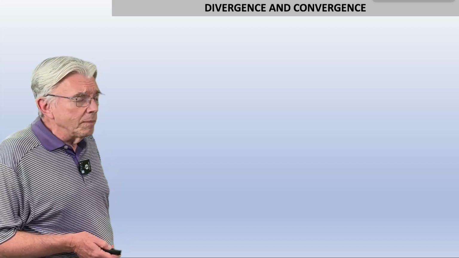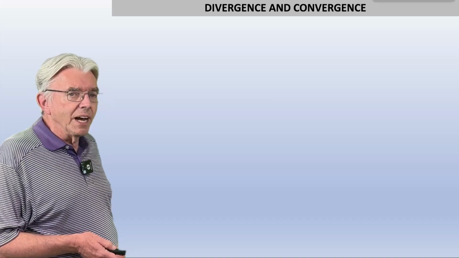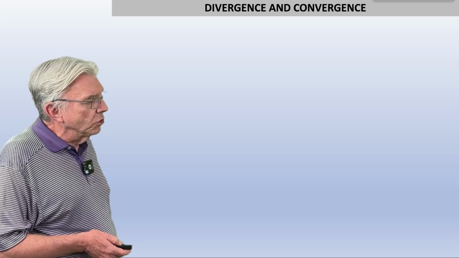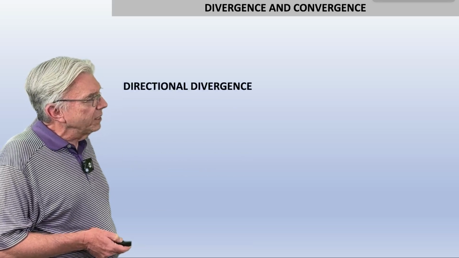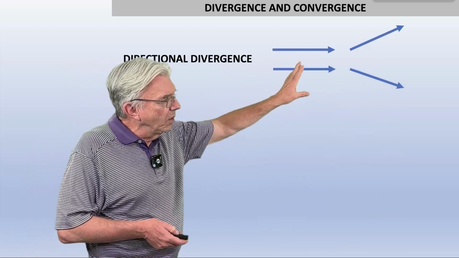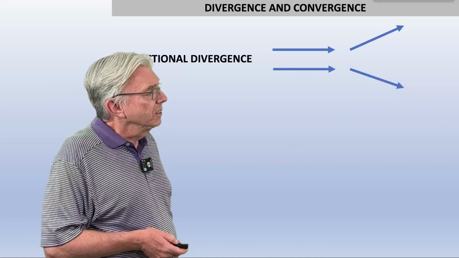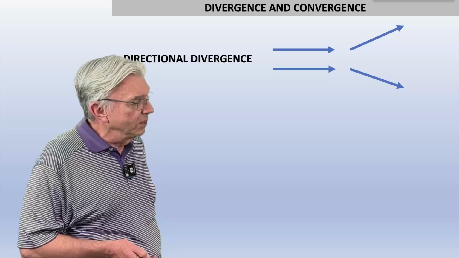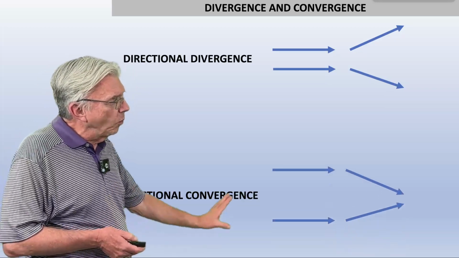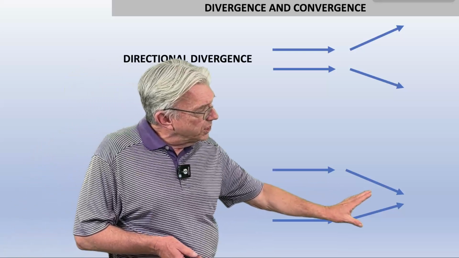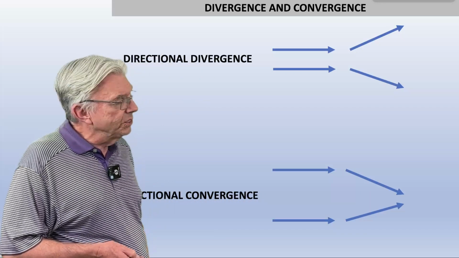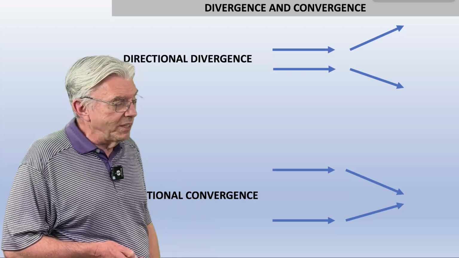So let's talk about a couple of different ways that you can get these divergent and convergent solutions. First of all, from a directional standpoint, directional divergence would be something like this, where you have air coming along in the flow and then it spreads apart, okay? So that would be directional divergence. And then directional convergence is exactly the opposite, where you have winds coming along and then they start to converge or come together. So those are the two ways you can get divergence and convergence from a directional standpoint.